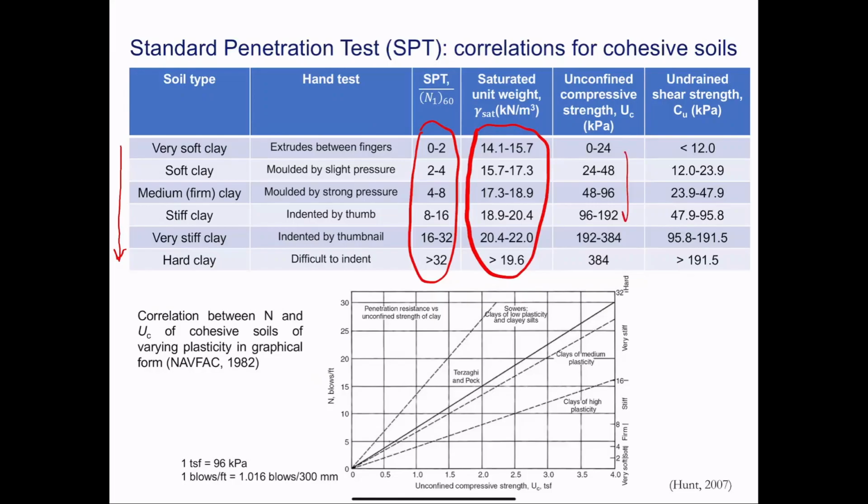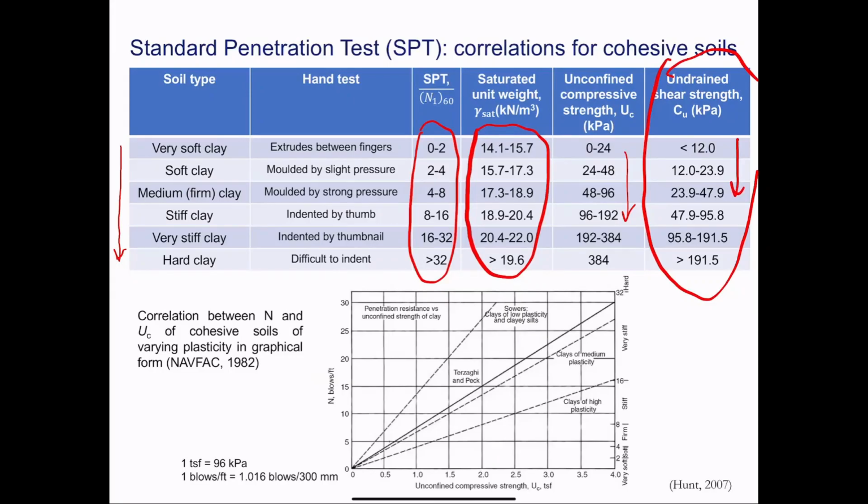And also we see that increasing stiffness will lead to increasing unconfined compressive strength for clay as well. So the higher the SPT value, the higher the unconfined compressive strength, where you have no confining pressure. It's like a concrete test, right? You make a cylinder, crush it. So that's what unconfined compressive strength is. Or you can get the undrained shear strength. And you can see that with increasing SPT value, you get increasing undrained shear strength.